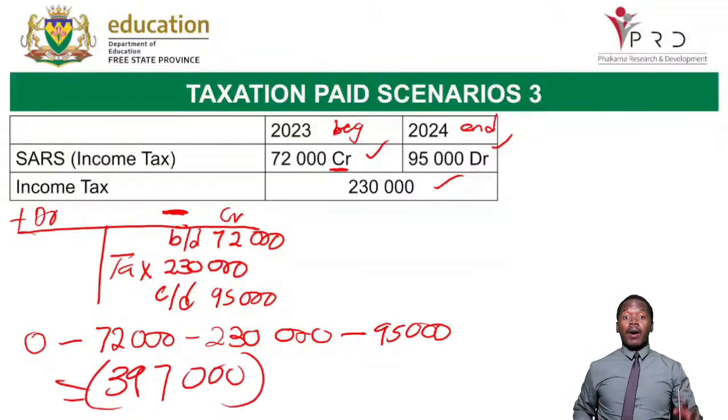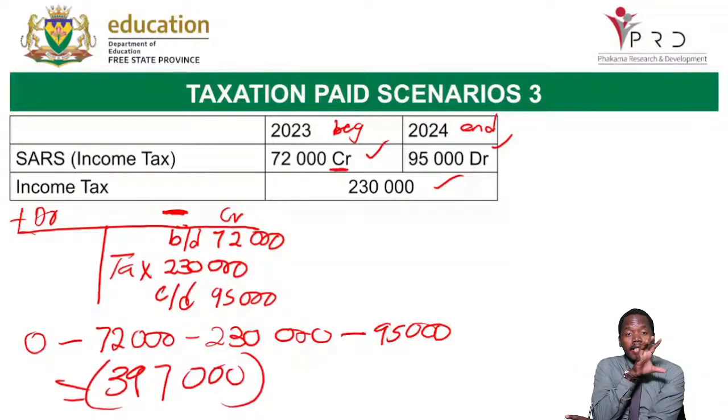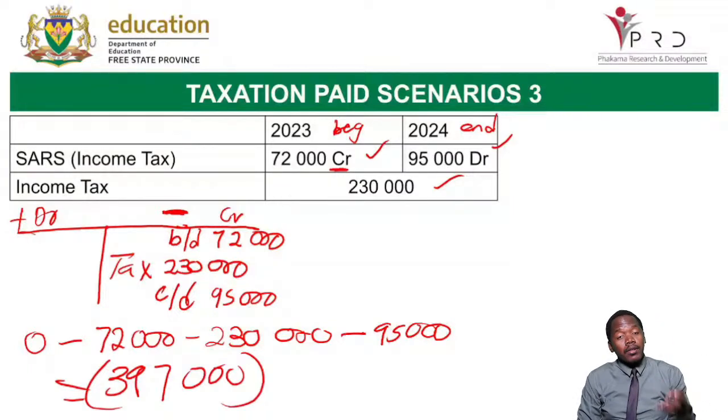Remember, what is on the debit side is always a plus. What is on the credit side is always a minus. But other learners may prefer to work in an opposite manner. Okay? Make the credit a plus, make a debit a minus. Meaning your calculation would say plus 72,000 plus 230,000 plus 95,000. It is still fine as long as your final answer remains as an outflow. This is scenario number 3.